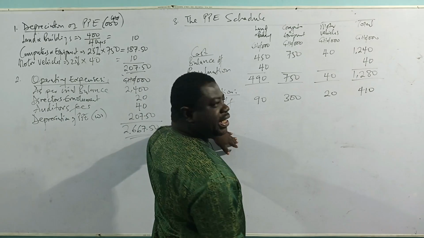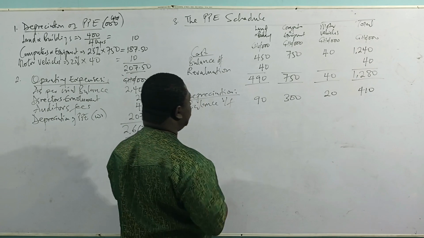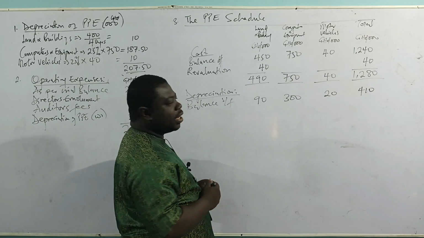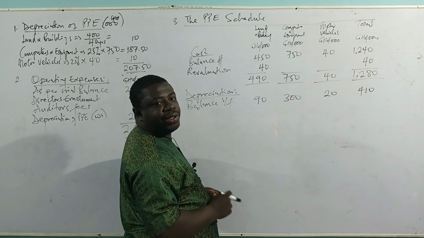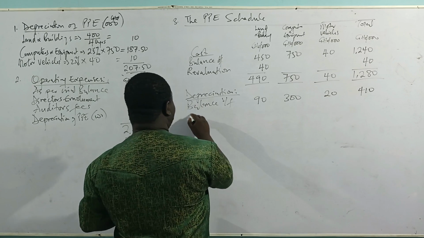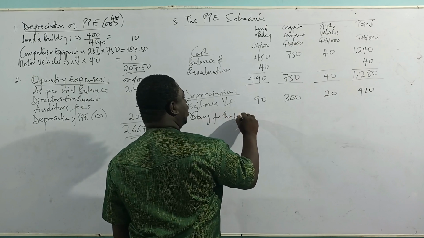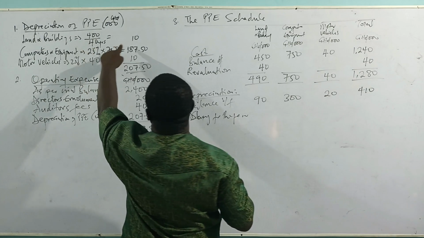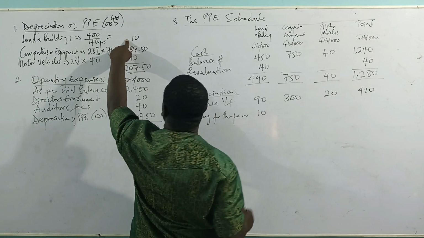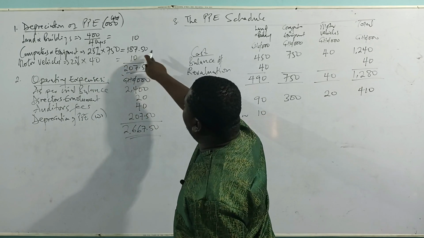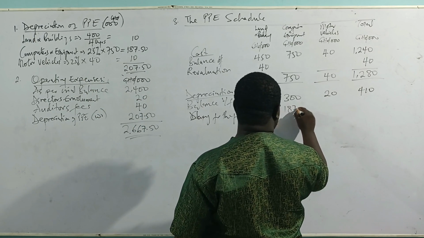This one, we will bring it here again. So now, since there were no disposals, we are only bringing the depreciation charge for the year. So the depreciation charge for the year will be: land and buildings, we had 10, right? Computer and equipment is 187.50.